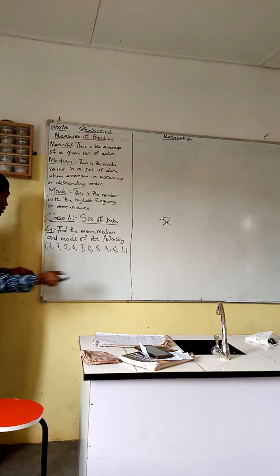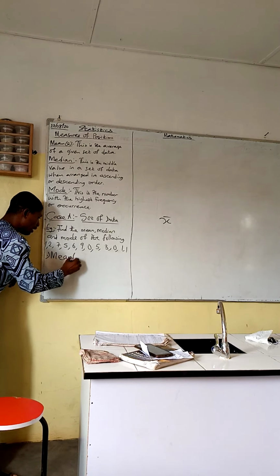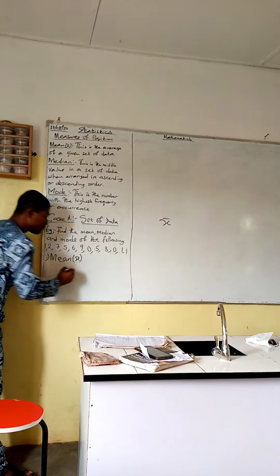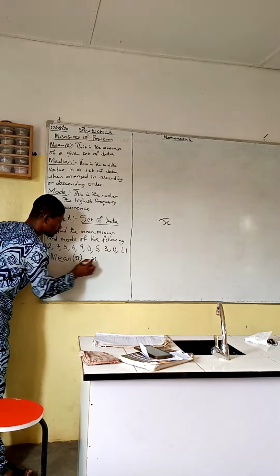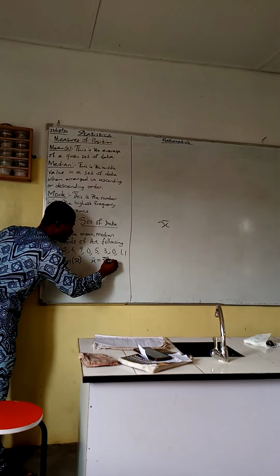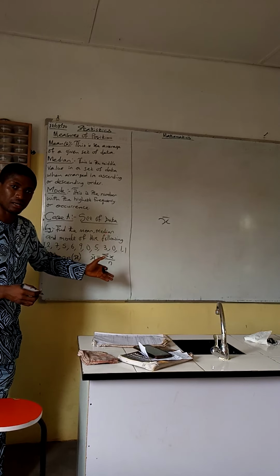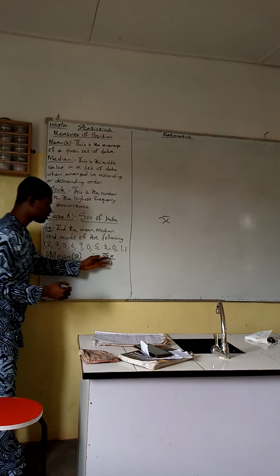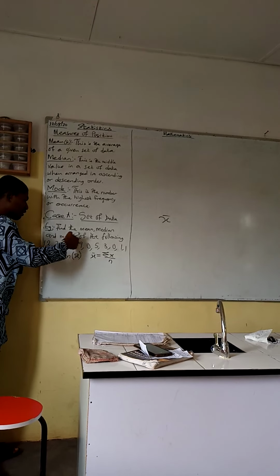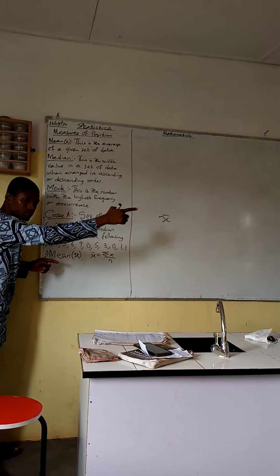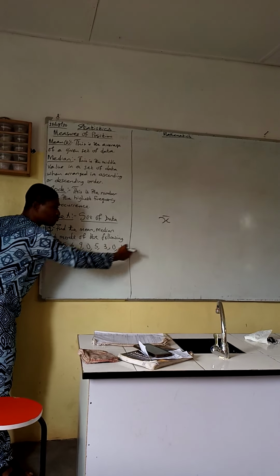Now, the first thing we have to find is the mean. Our symbol for our mean is x bar. Our formula for our mean in a set of data is mean equals summation x over n. Summation x means all these are our x values: x1, x2, x3, x4, x5, x6, x7, like that. So our mean equals the addition of all these x values.